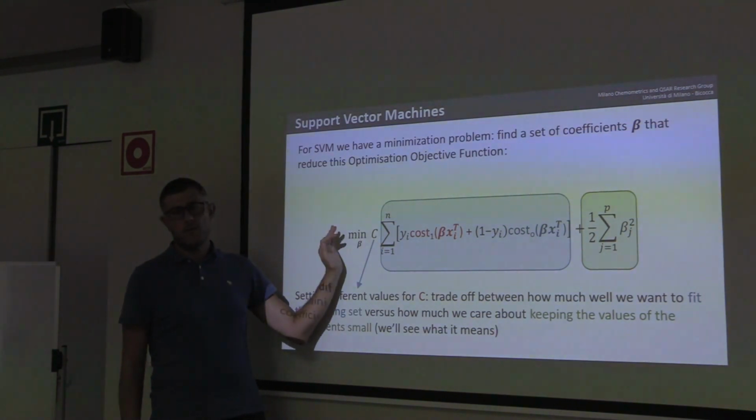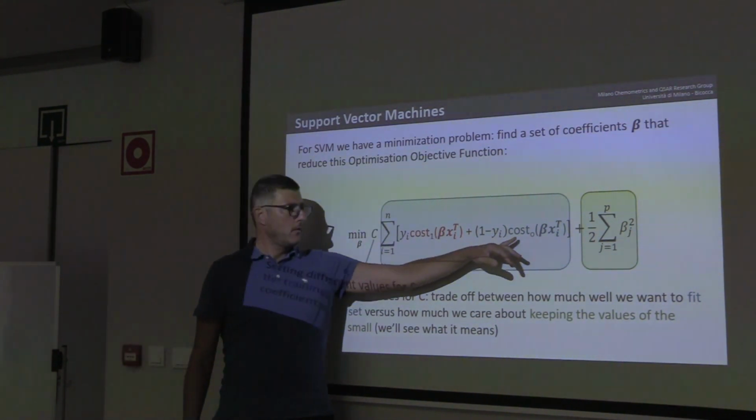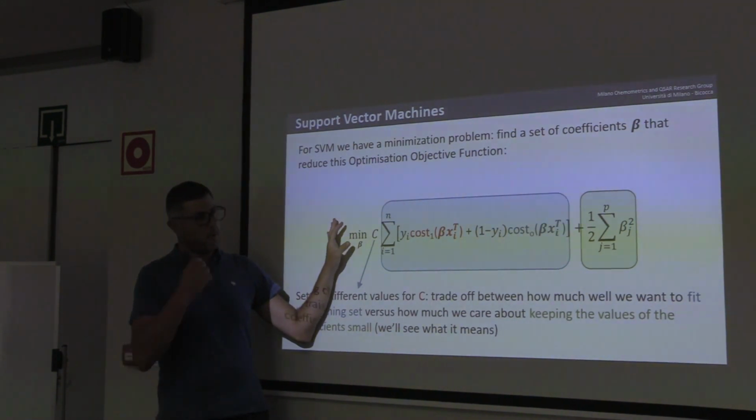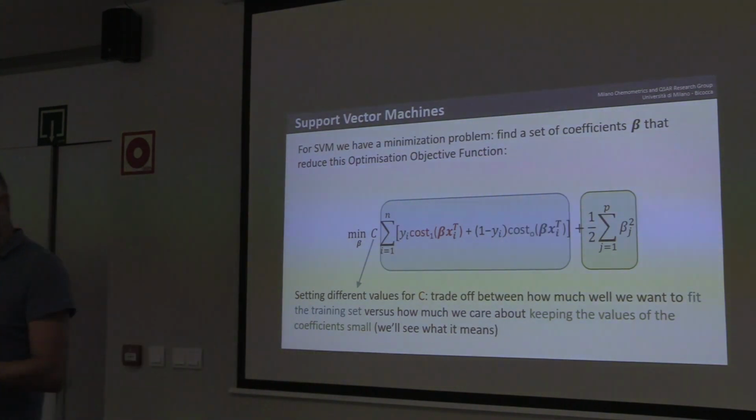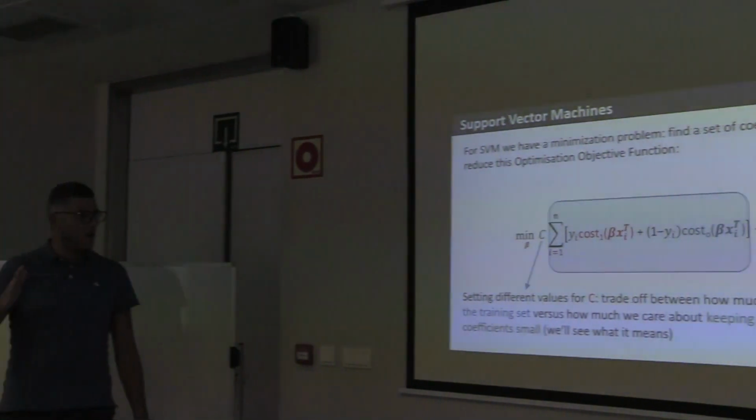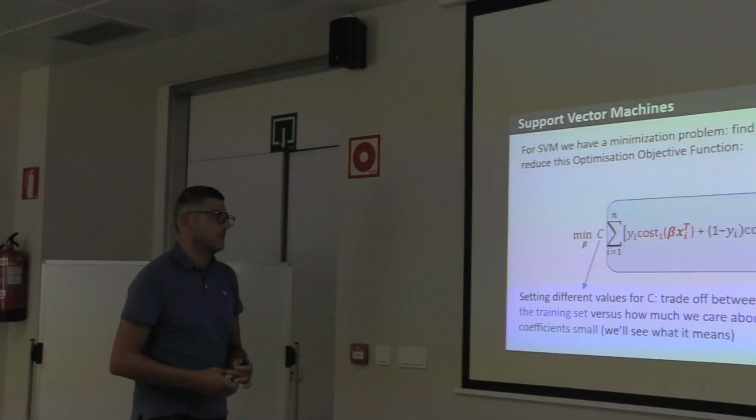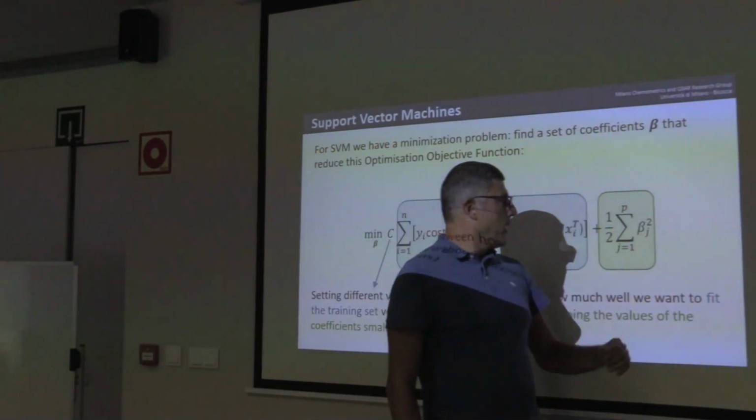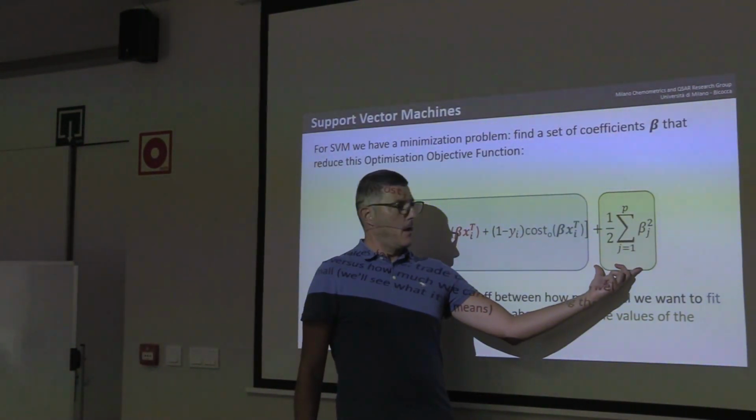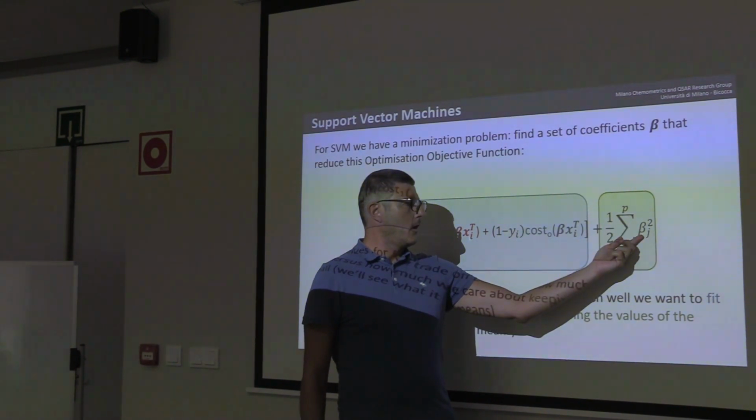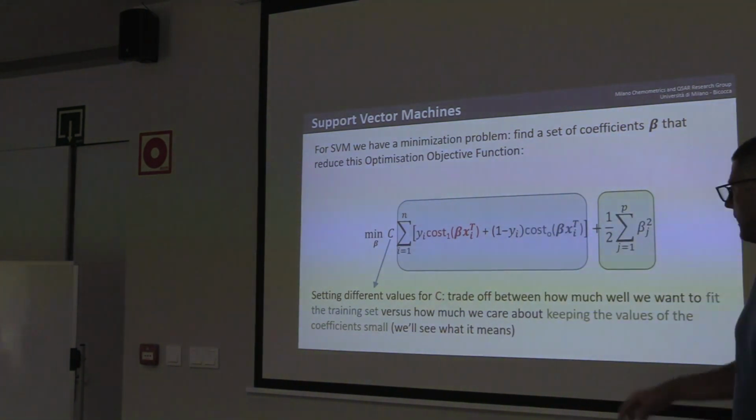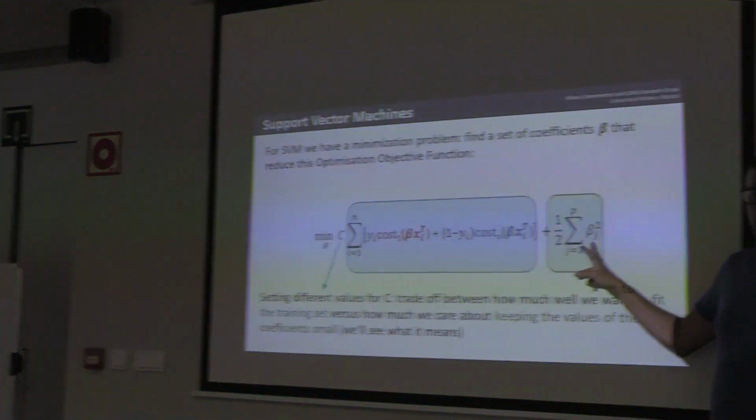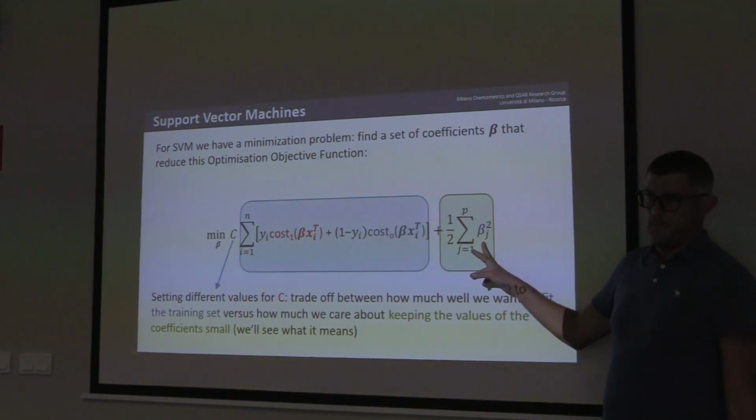Again, this is the optimization function. We have to find the coefficients that minimize this function. This is the part related to the cost, so how far samples are from the boundary of the classes. And this is a regularization term, which is just the sum of the squares of the coefficients. So the meaning here is the lower the coefficients, the better, right?